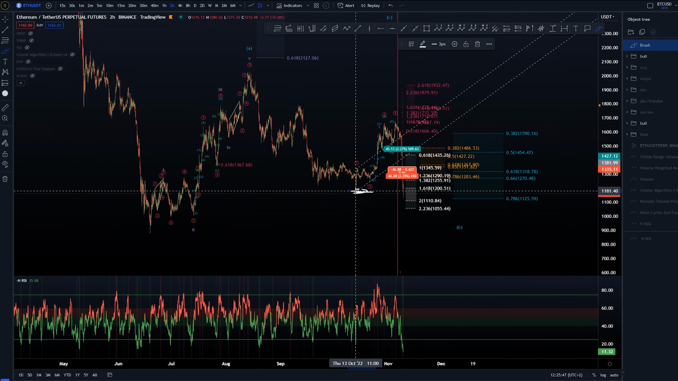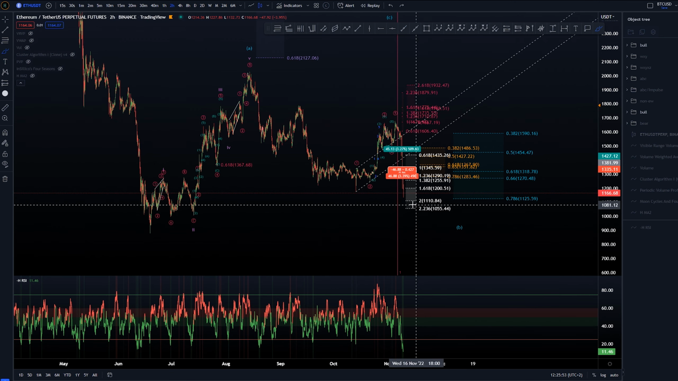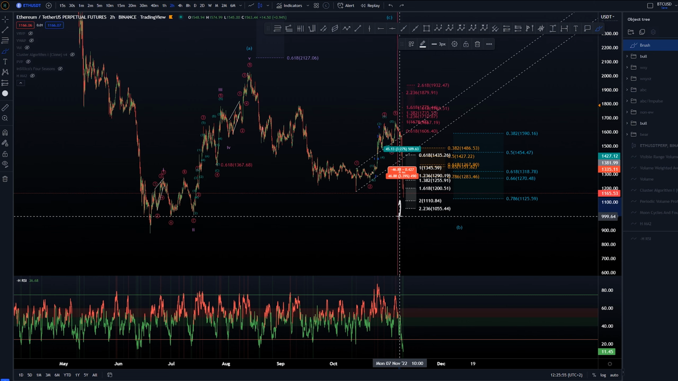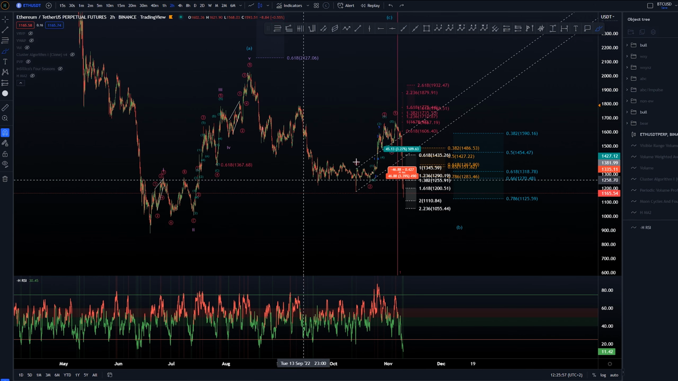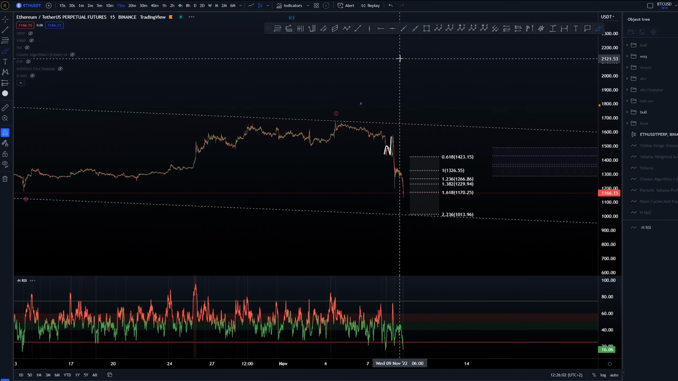But again, now we have taken out the lows that we had here on 11 and 80, so we can't do that. So wave 2 or wave B needs to be here at these lows. But yeah, that's that. Let's check out the more local structures here.